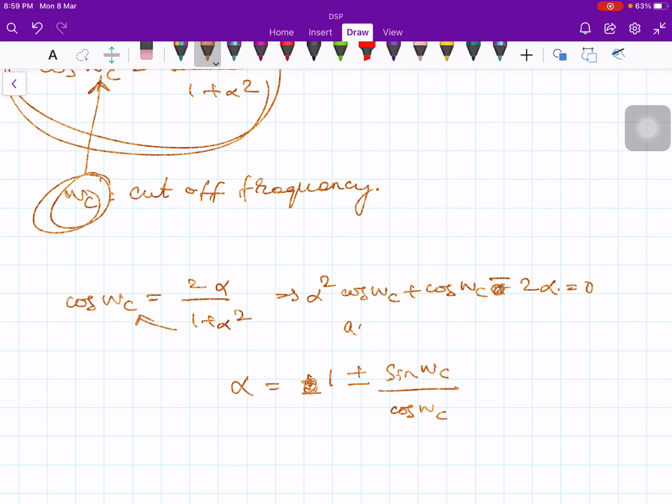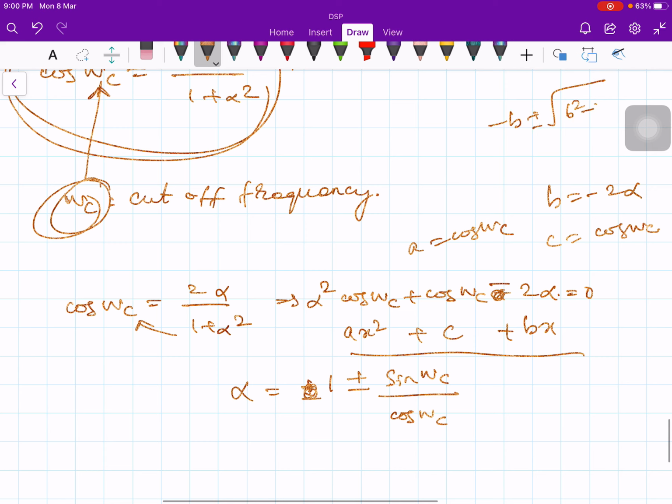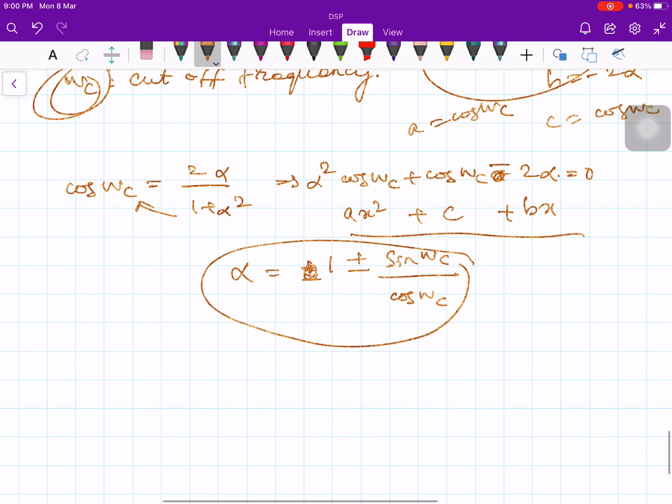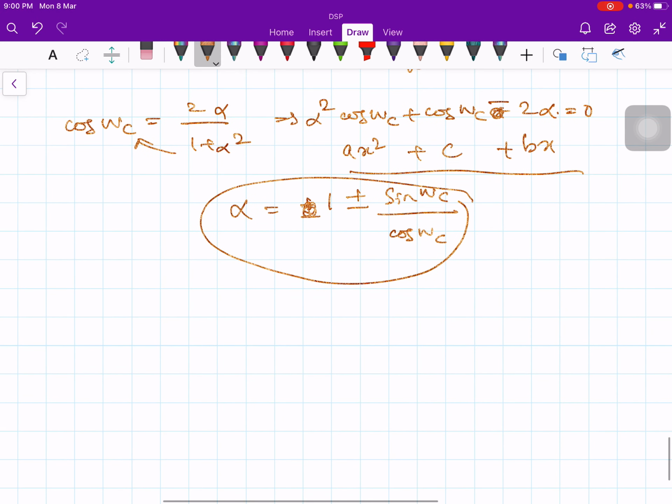Okay, this is like a x square plus b x plus c. You know this quadratic equation solution, where a is equal to cos omega c, b is equal to minus 2, and c is equal to cos omega c. That's it. Substitute. What is the root? Minus b plus or minus square root of b square minus 4ac, divided by 2a. This is your alpha. Once you do this substitution, then you'll get this answer. Okay, so therefore alpha is equal to 1 plus or minus sin omega c divided by cos omega c.